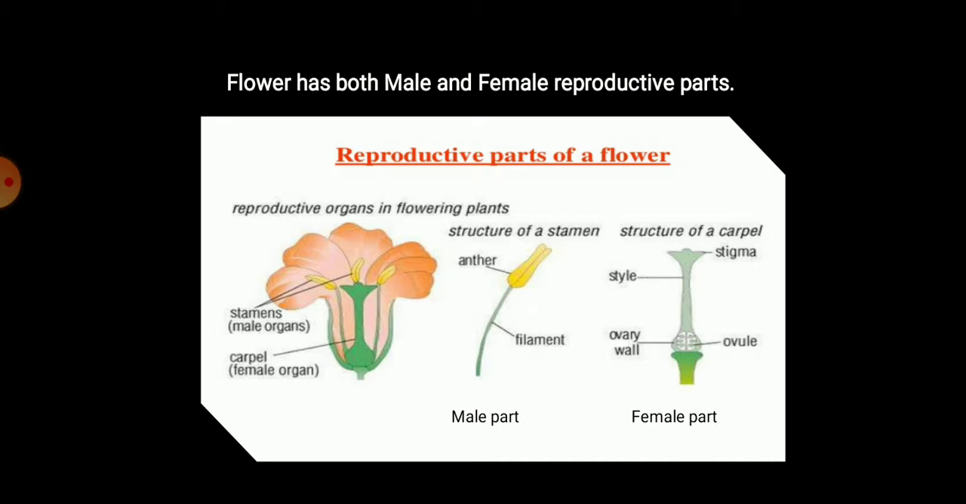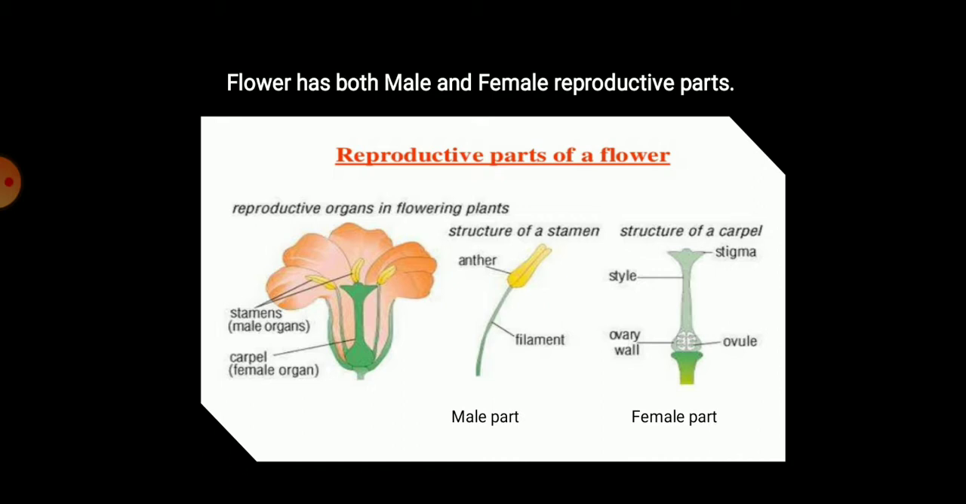In this carpel we have stigma, style and ovary. The upper portion is known as stigma, this narrow portion is the style, and the bulk portion over this is the ovary. So this is the female part of a plant, and this is the male part of a plant.